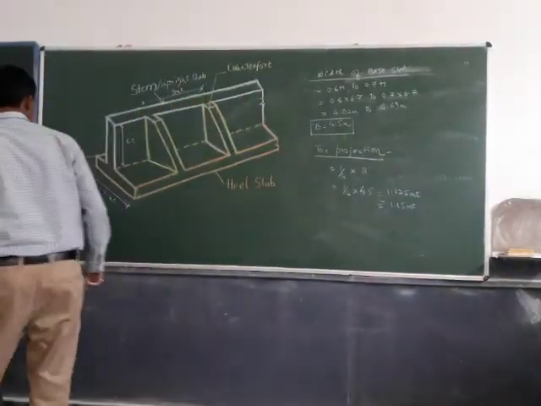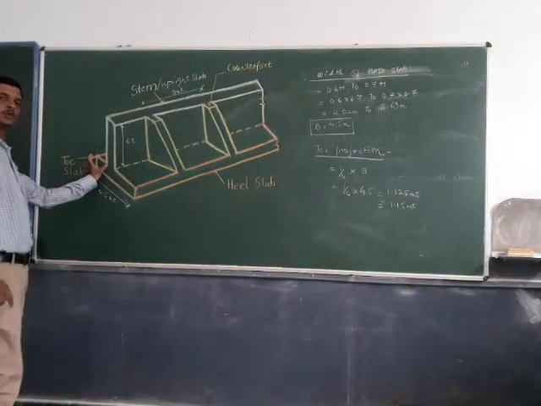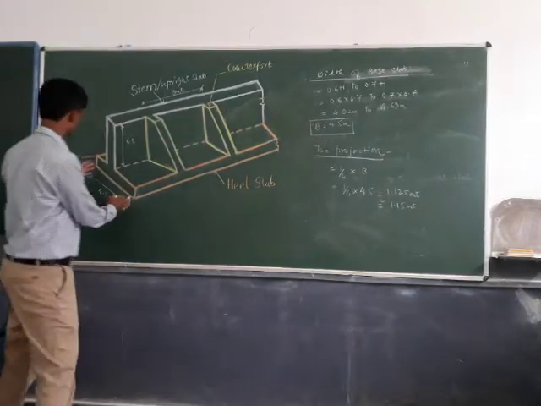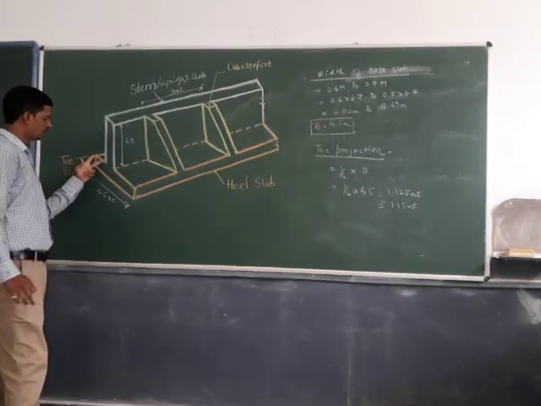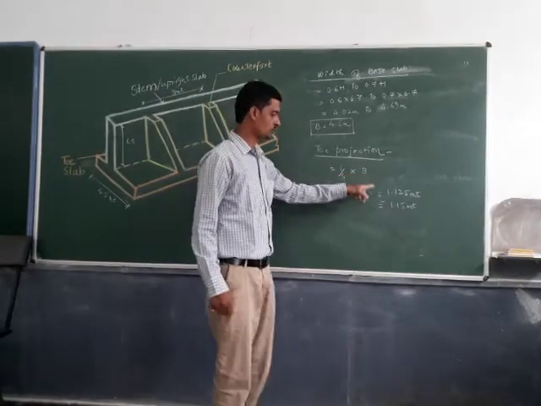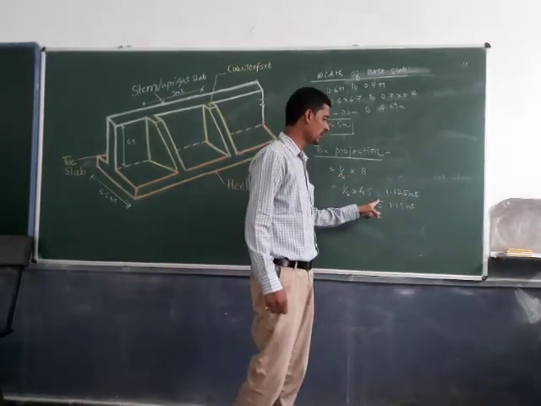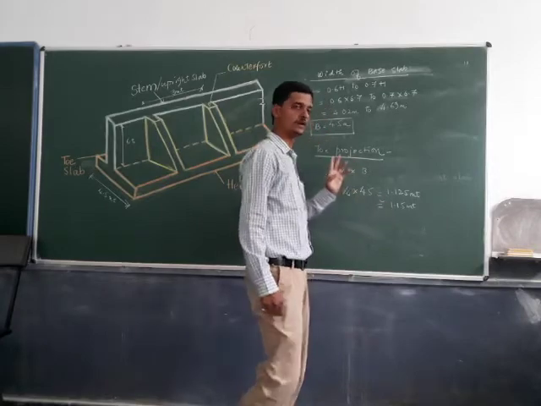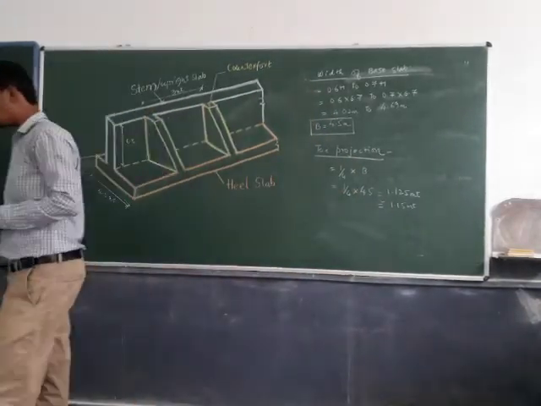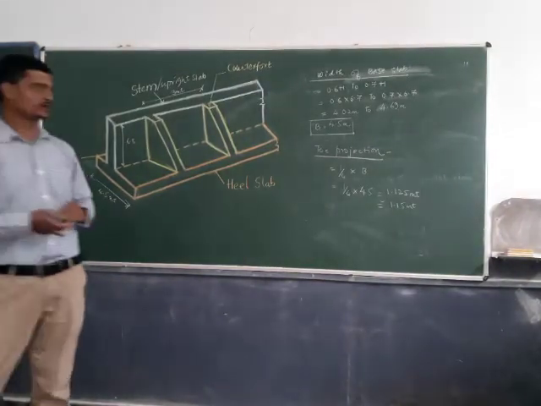So this projection is 1.15 meter. The total width is 4.5. I have considered the toe projection as 1/4 of base width. So I got 1.125 and I have rounded up to 1.15. Understood? So these are the basic dimensions we have fixed.